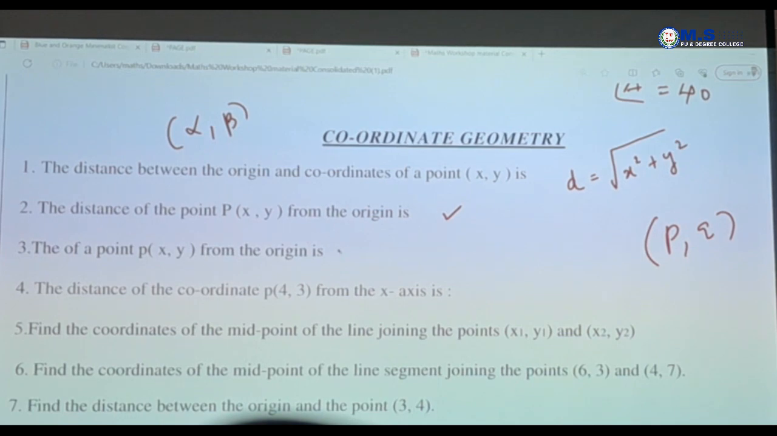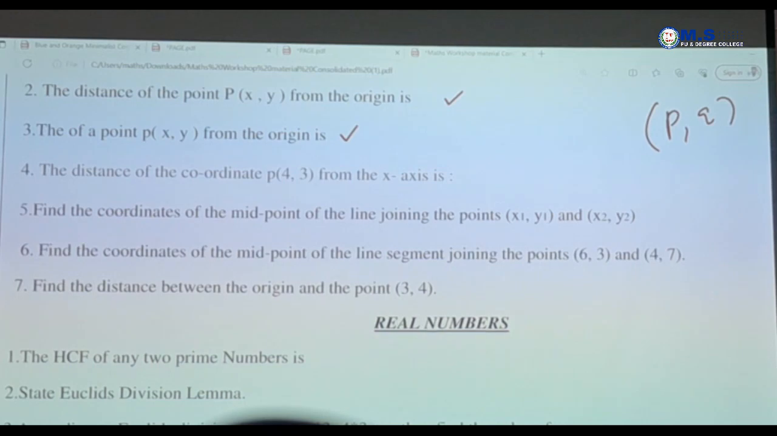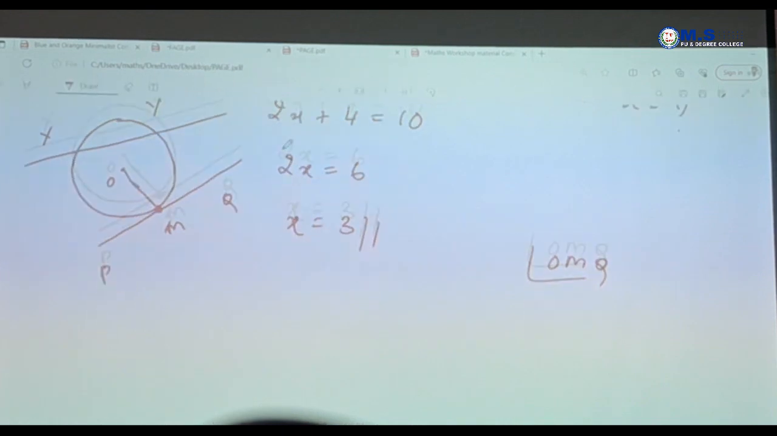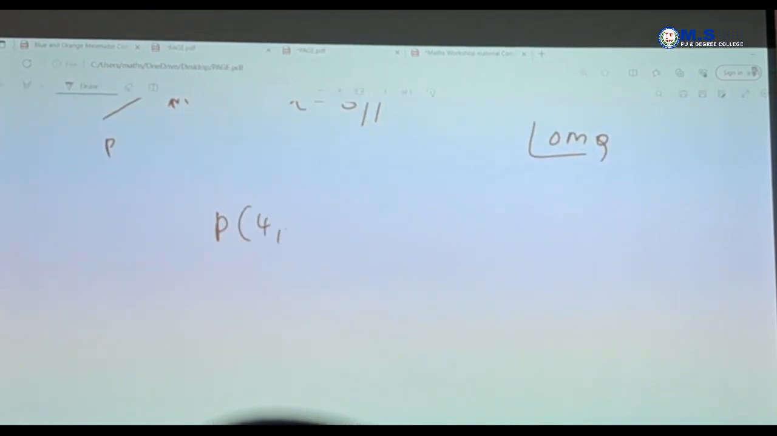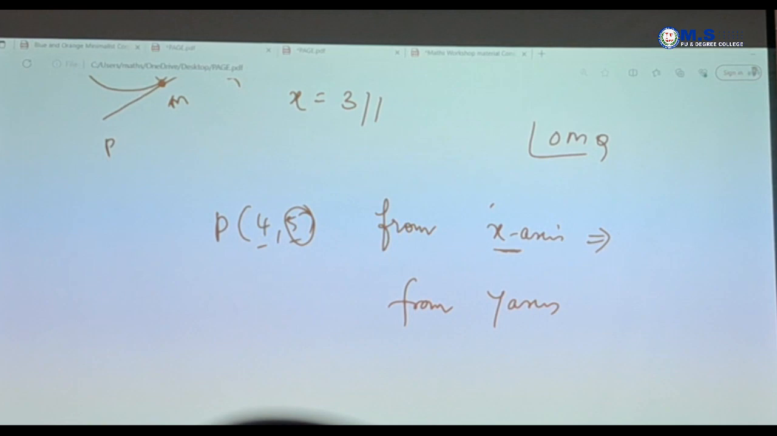Next, again repeated. Next, fourth question. The distance of point P of 4, 5 from the x-axis and from the y-axis. Here 4 is the x-coordinate, 5 is the y-coordinate. From the x-axis, you have to take the y-coordinate. Here we have been asked the distance from the x-axis. What is the y-coordinate? 5. I have taken a different question. 5 units. From the y-axis, it will be 4 units.